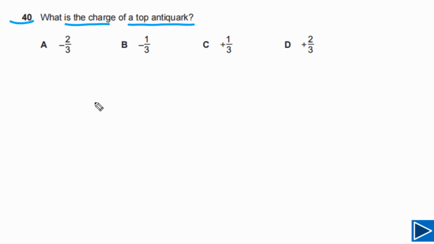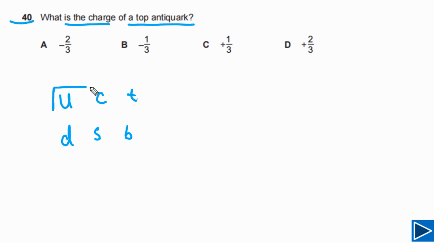But there are a total of 6 types of quarks. Let's try to understand the charge on each type of quark. In the first generation of quarks, we have the up quark and the down quark. In the second generation, we have the charm quark and the strange quark. In the third generation, we have the top quark and the bottom quark.